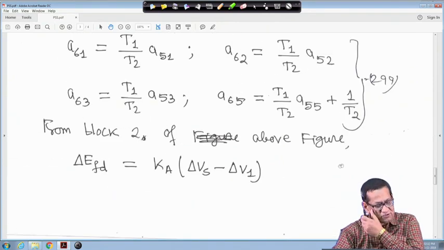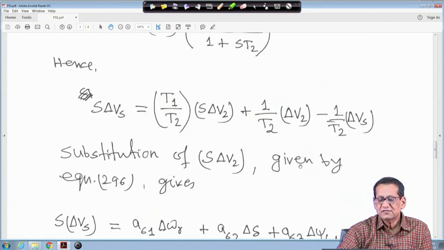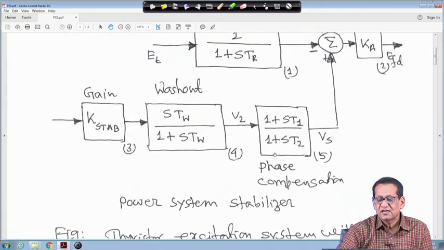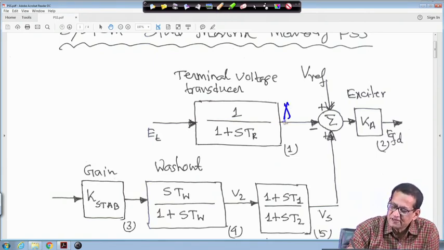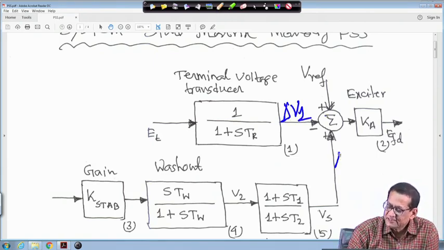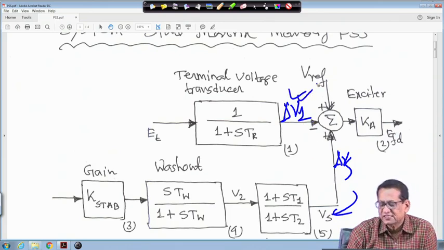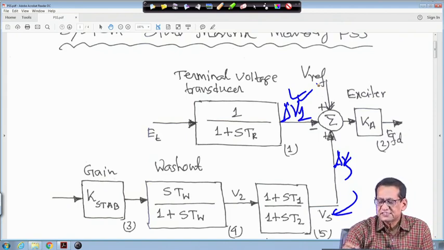So, from block 2 of the above we can write delta EFD is equal to K into (delta Vs minus delta V1), right. In the previous figure this was actually delta V1 and this is delta Vs, the small perturbation Vs. In this figure I have missed it, but in the previous figure it was there. So, this is delta V1.